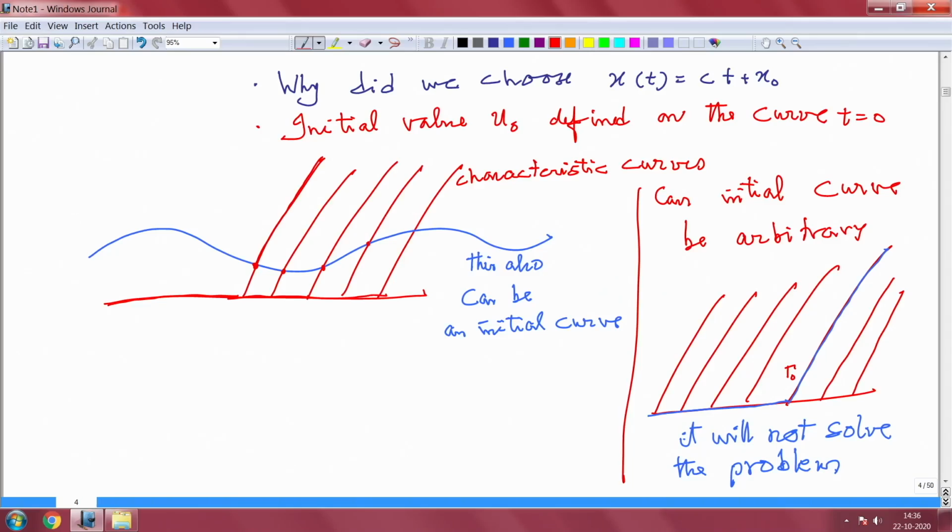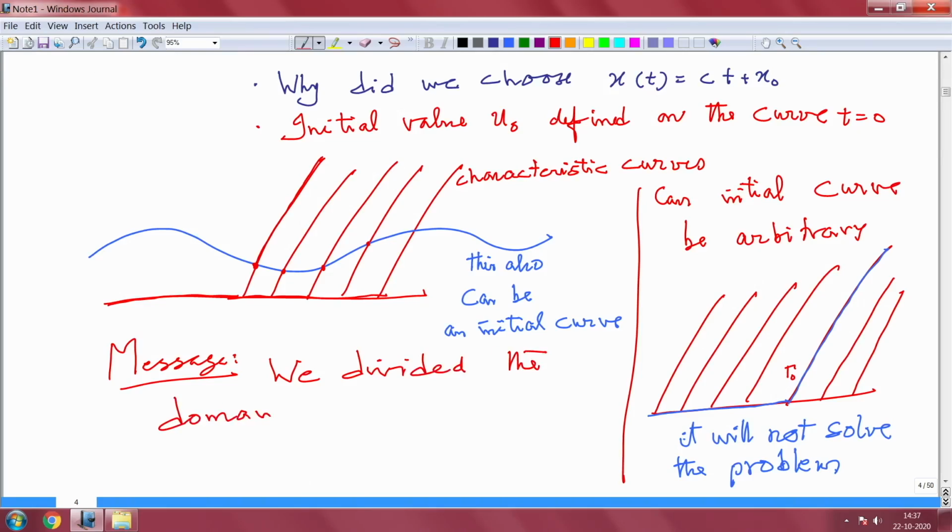Okay. But then the message is, what is the message? The message is that we divided the domain, not really divided, we divided the domain into characteristic curves. That is the one message: we divided the domain into curves.